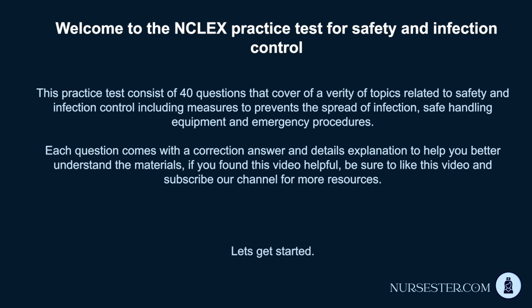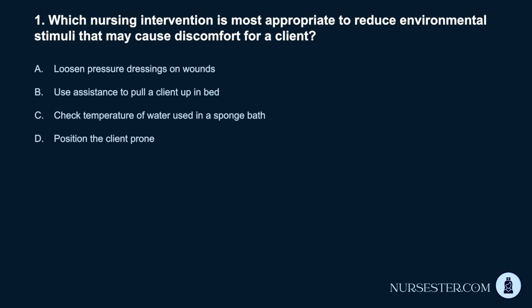Let's get started. 1. Which nursing intervention is most appropriate to reduce environmental stimuli that may cause discomfort for a client? A. Loosen pressure dressings on wounds. B. Use assistance to pull a client up in bed. C. Check temperature of water used in a sponge bath. D. Position the client prone.